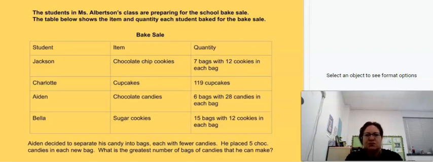So you remember that this chart is about the school bake sale. And right now we're only worried about Aiden. His item is the chocolate candies. And the quantity, he had 6 bags with 28 candies in each bag originally. Okay, then he decides that he wants to rearrange those bags so that there are fewer candies, 5 candies in each bag. So the question: what is the greatest number of bags of candies that he can make with 5 chocolate candies in each bag?